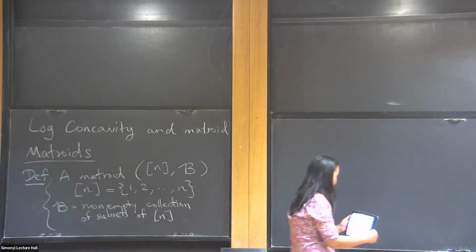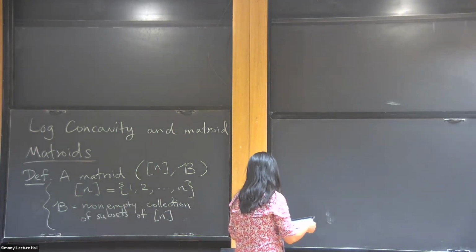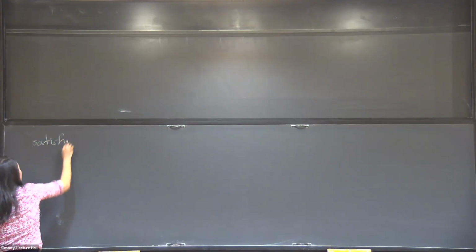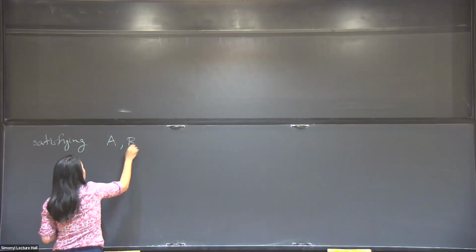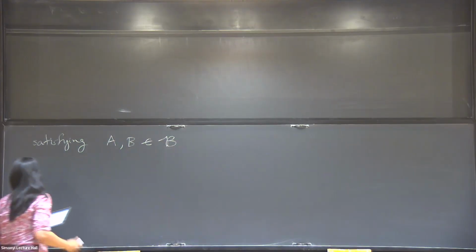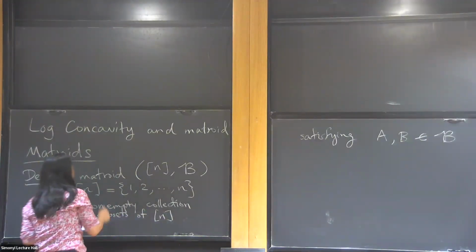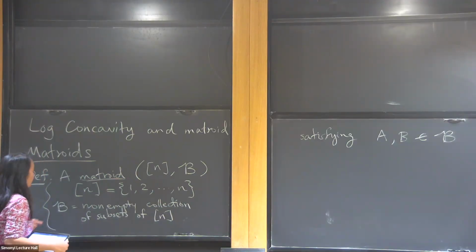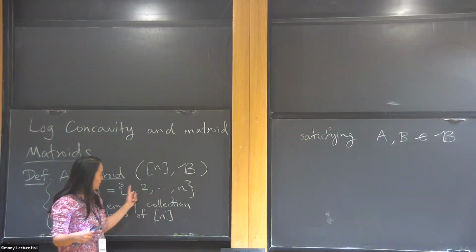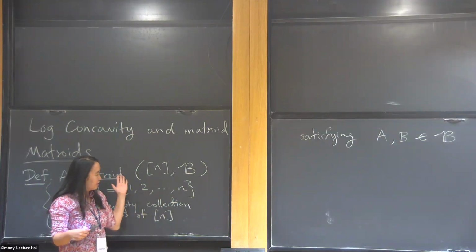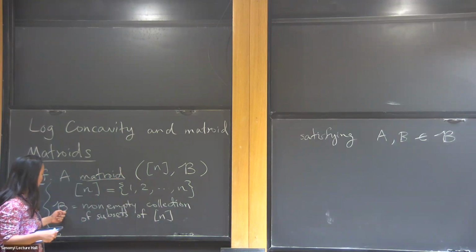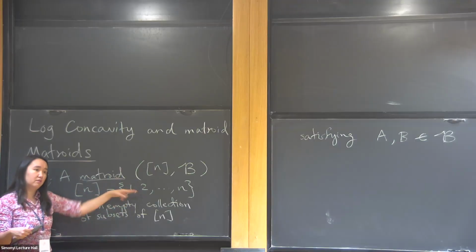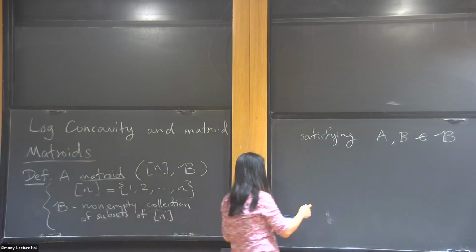Satisfying the following. B is called the set of bases. For matroids, what we're doing is trying to axiomatize the idea of independence. Later on we'll get to concrete examples, but imagine 1 to n are representing n vectors, and B is supposed to represent maximally independent collections of vectors among my chosen vectors, for example. They will satisfy the following axiom.